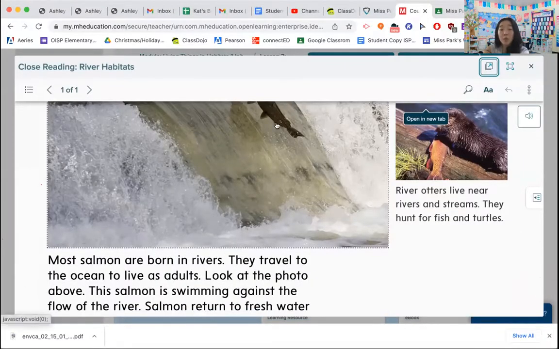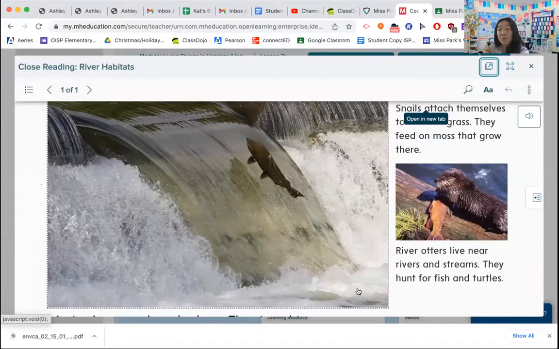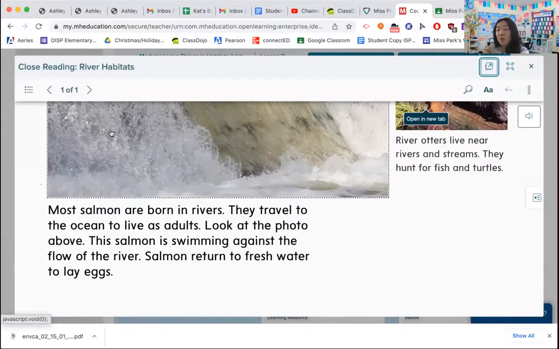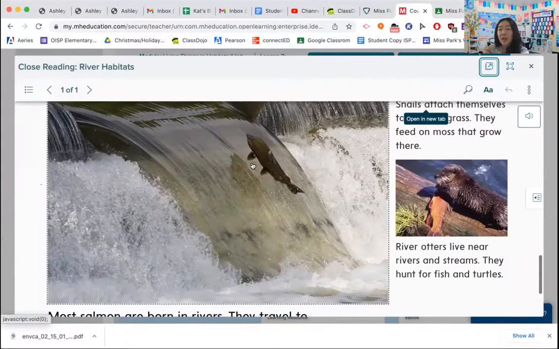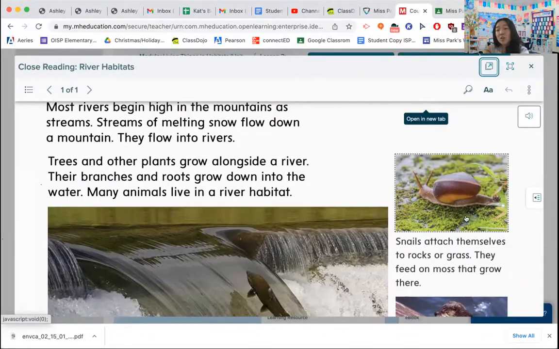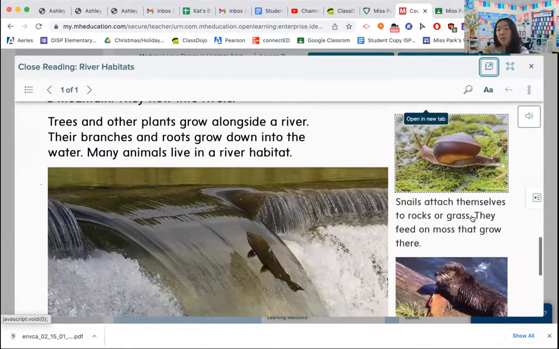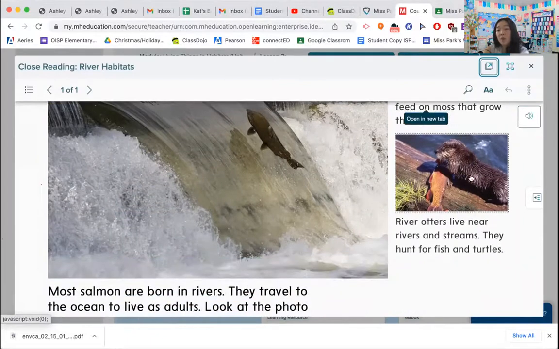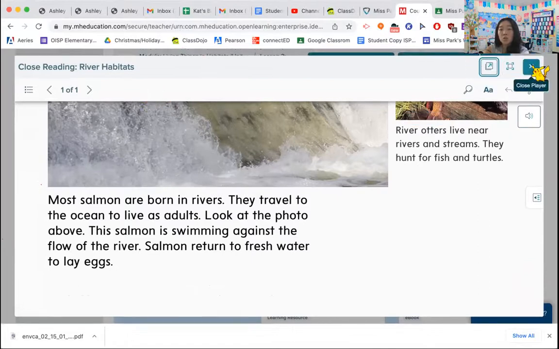Most salmon are born in rivers. They travel to the ocean to live as adults. And then when they are ready to have babies, they'll swim back up these rivers so that they can have their babies in the river. The salmon is swimming against the flow of the river. Salmon return to fresh water to lay their eggs. Snails attach themselves to rocks or grass. They feed on moss that grows there. And river otters live near rivers and streams, and they hunt for fish and turtles.